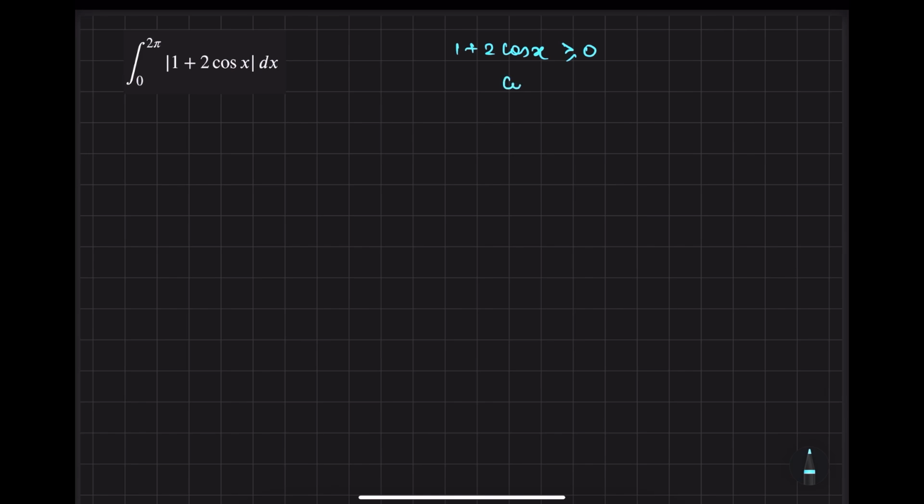So can I say that cos x will become greater than equal to minus of 1 by 2. So let's draw the room in which we have to handle. Okay. So look at this part. Let's draw the graph. Now the idea is we have to draw cos function. Let's draw.